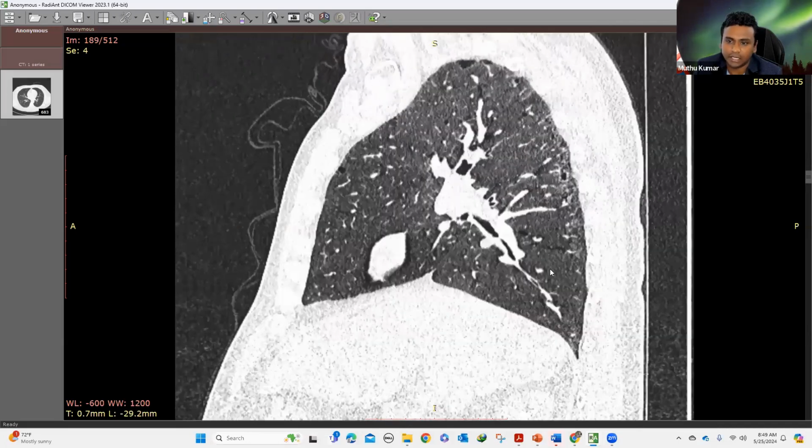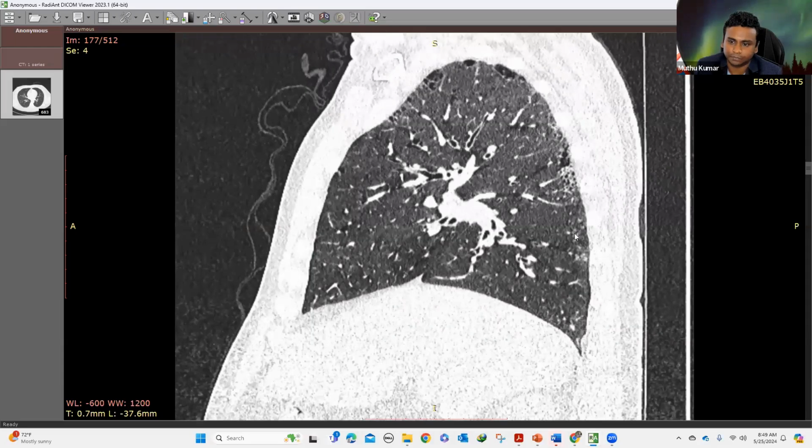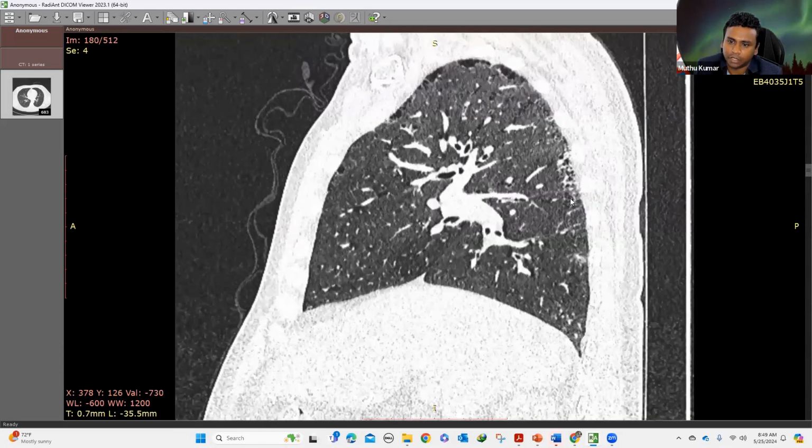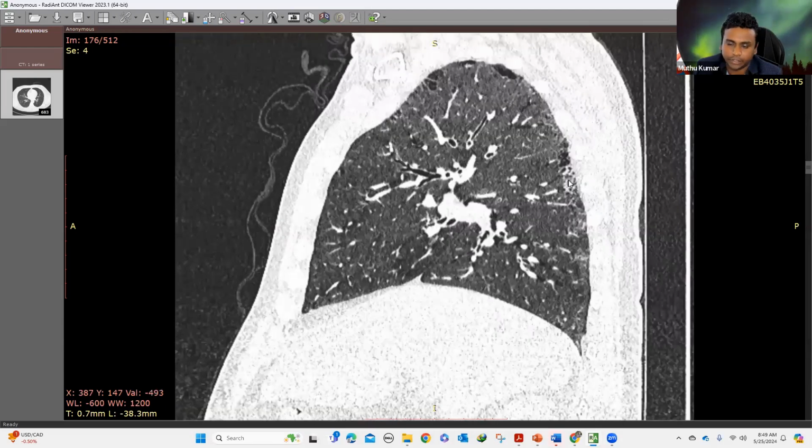But what I am seeing here is some faint peripheral reticulation right here. And also there is a lot of paraseptal emphysema. And when you come down here, there are some tiny lucent spaces within the subpleural lung, right? But that is also superimposed with reticulation.